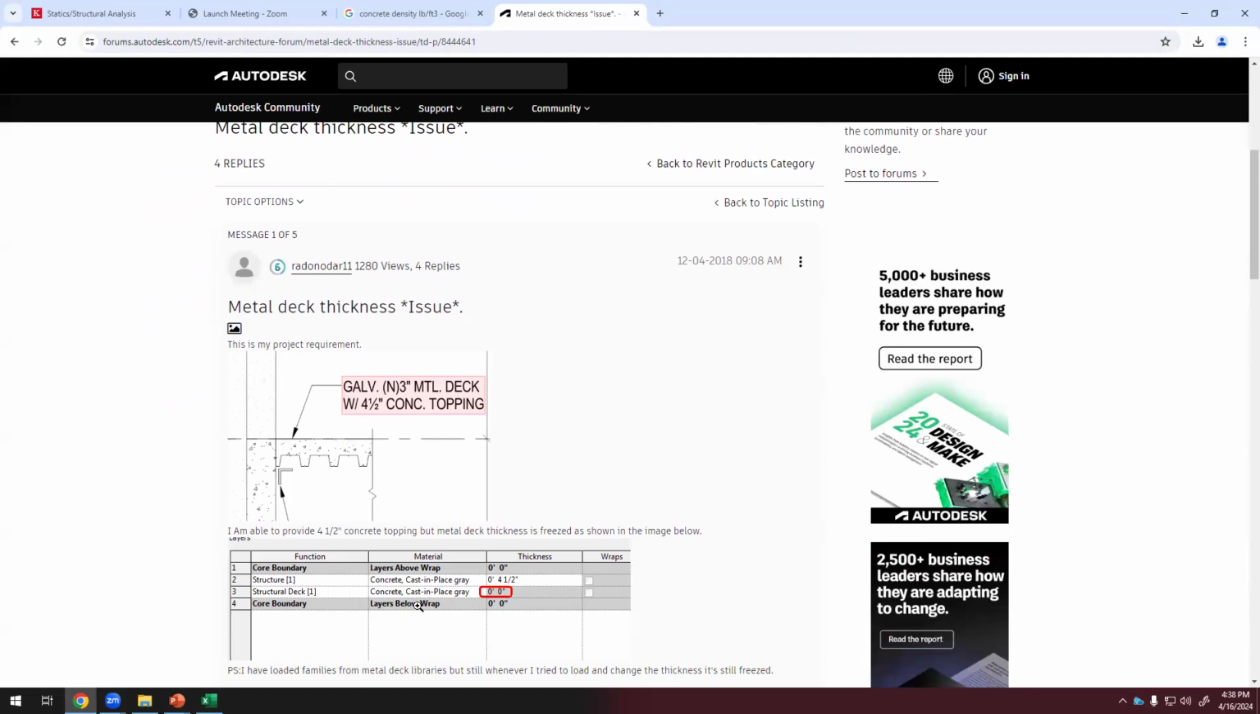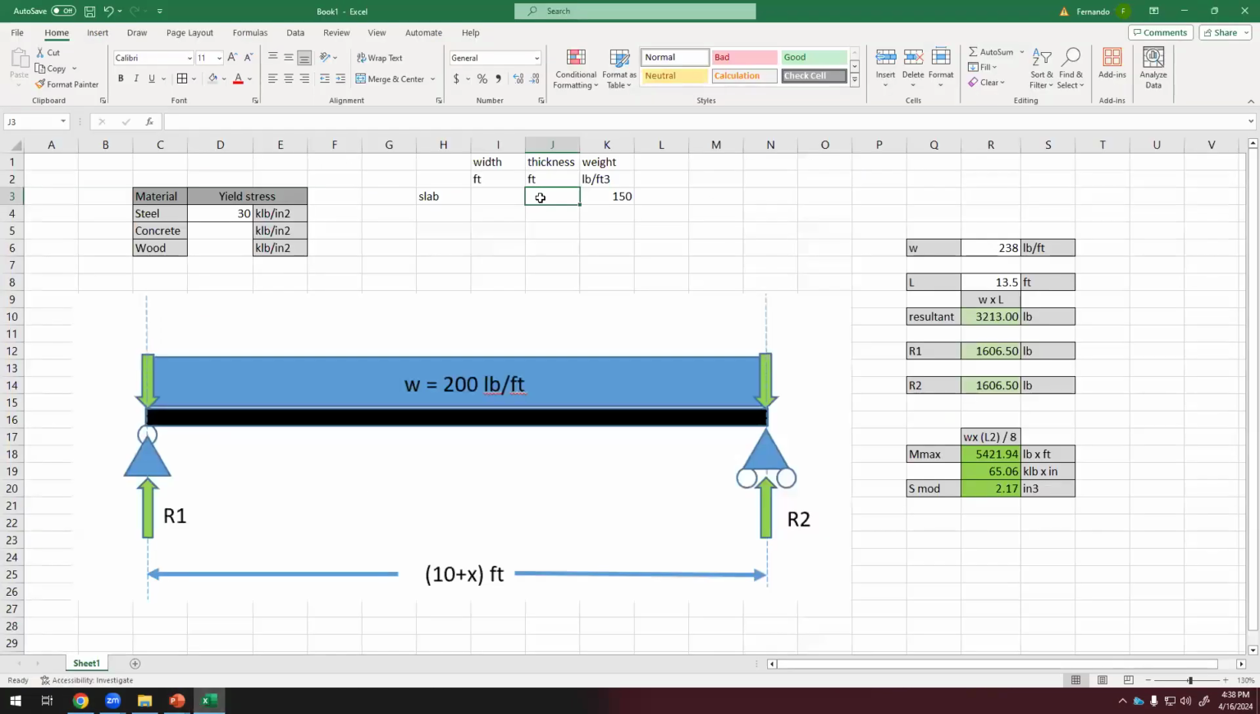Okay, according to this, it's 4 inches and a half. Let's say 5 inches, but again, I can change that. So let's assume that it's in feet. How many feet is 5 inches?